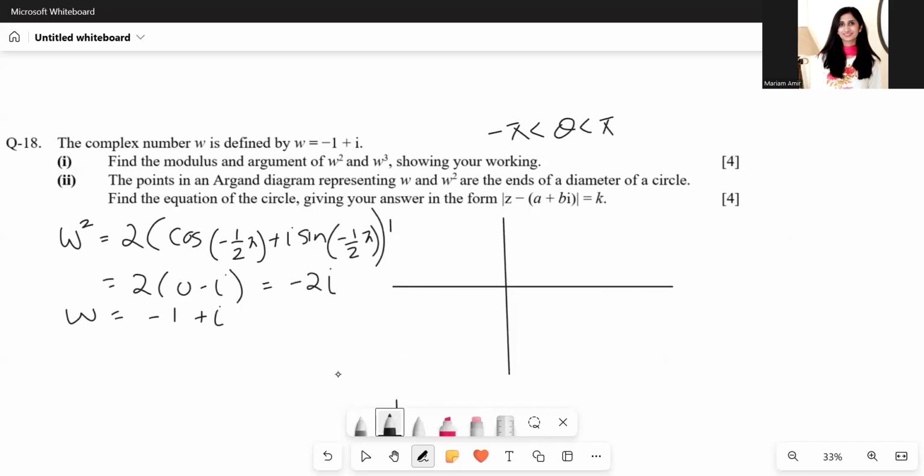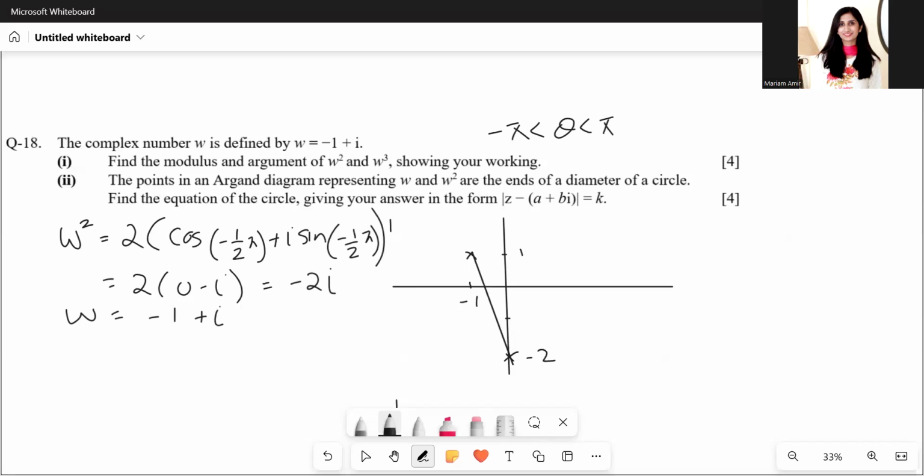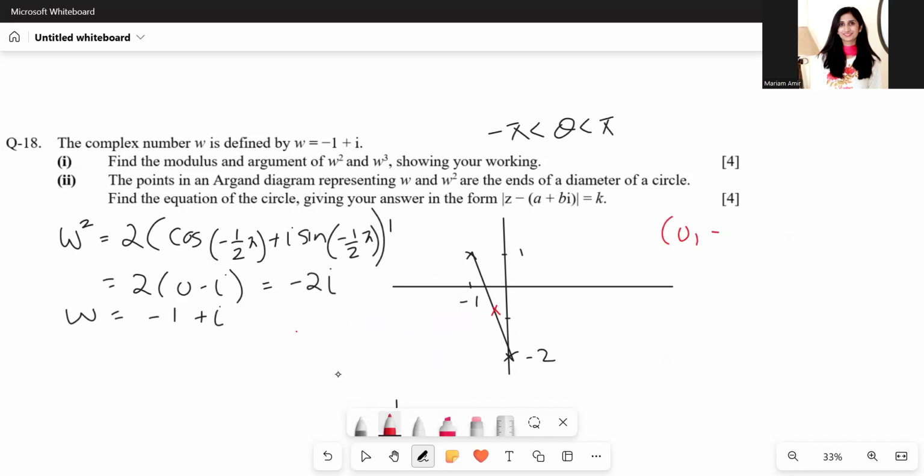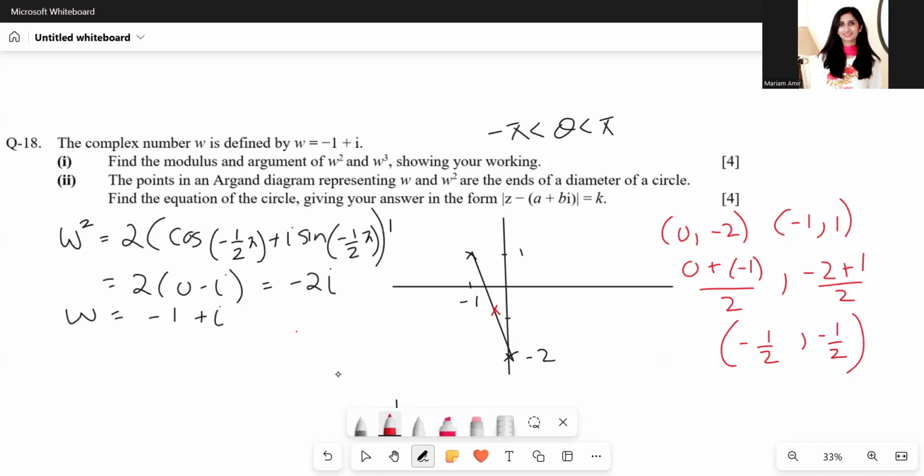So minus 1 plus i would be somewhere over here, and negative 2i would be somewhere over here. We need to consider this as the diameter. So then the center would be the midpoint. Let's find the midpoint of 0 comma minus 2 and negative 1 comma 1. So 0 plus minus 1 divided by 2 and minus 2 plus 1 divided by 2. That gives us negative half comma negative half. So the center is negative half and negative half.